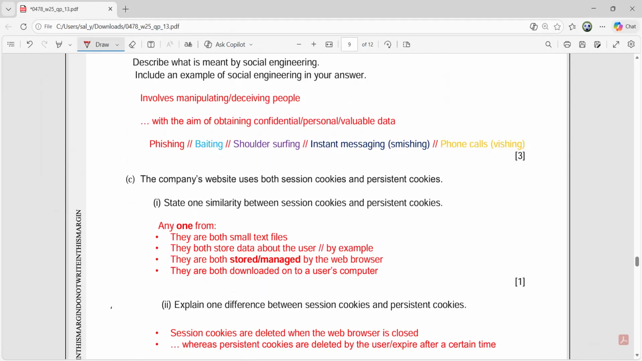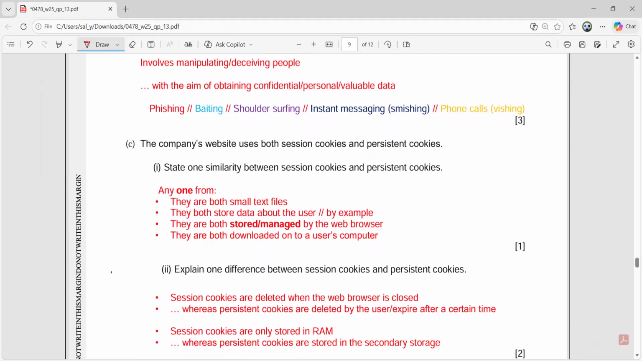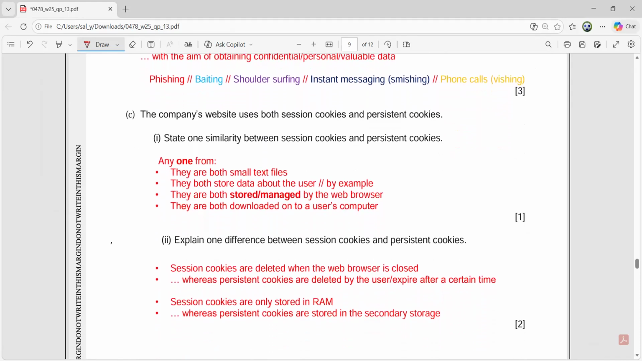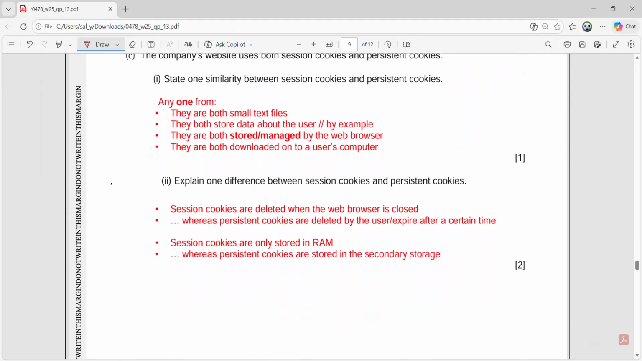You can say personal preferences, user preferences, that will give you 1 out of 1. Explain one difference between session cookies and persistent cookies. So, session cookies are temporary. They're only for the time being, like as the name implies, session. Persistent or permanent means it is permanent.